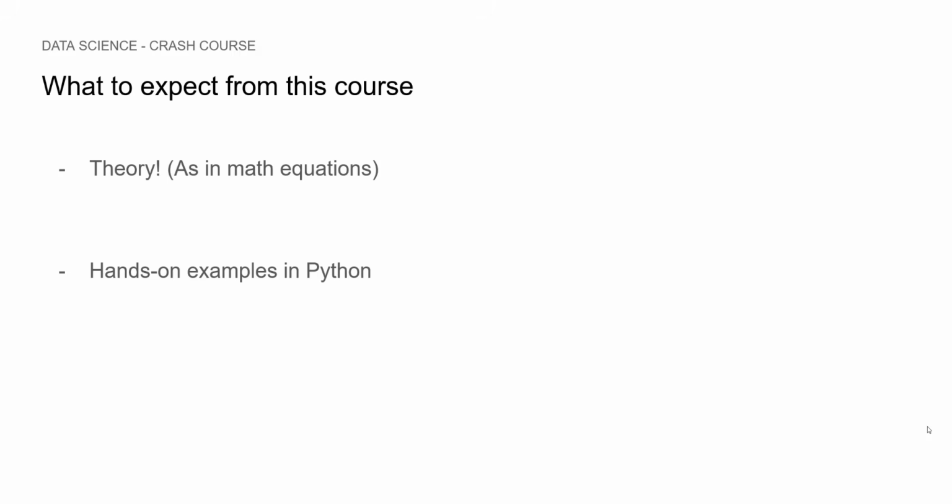Now, what can you expect from this course? Well, first of all, theory. Yes, as in math equations, because theory is important in data science. You need to know how a model behaves, why it behaves in a certain way, and how it works, because understanding that is actually way harder than coding the algorithm itself, as you will see later on.